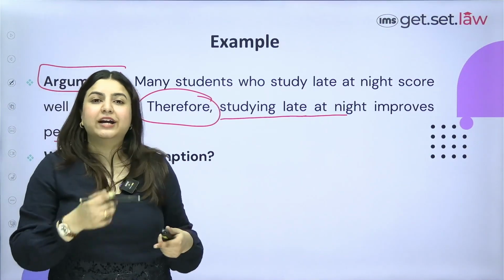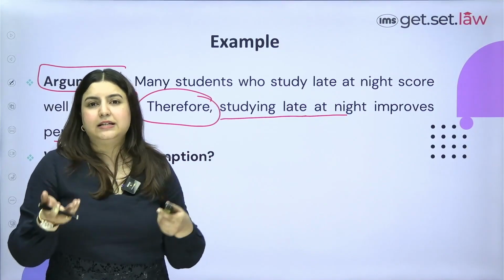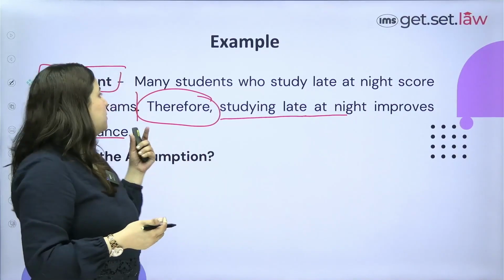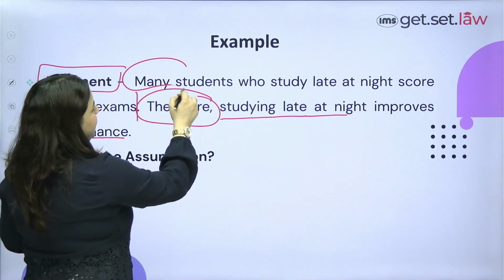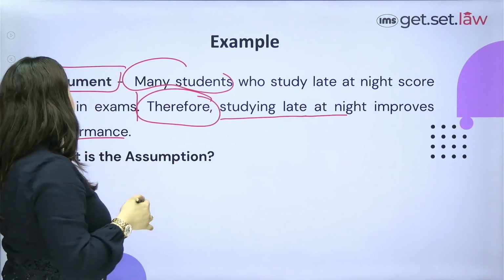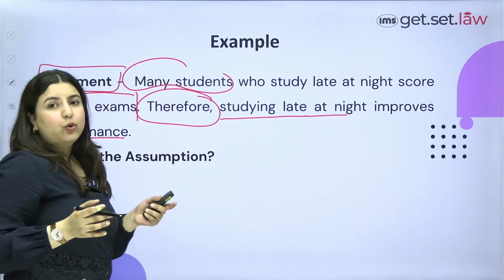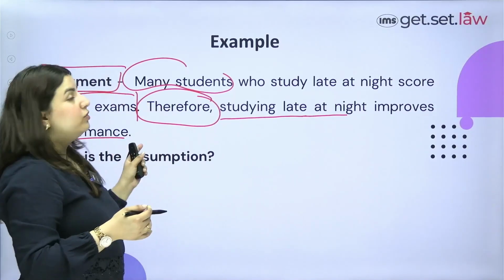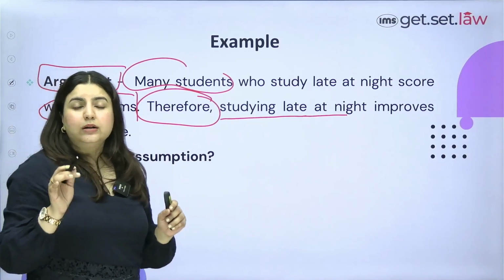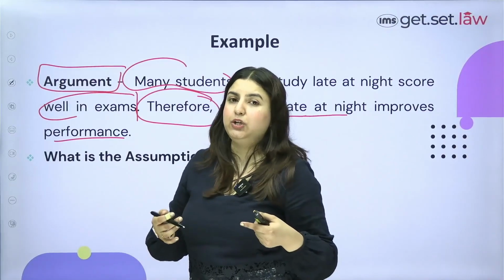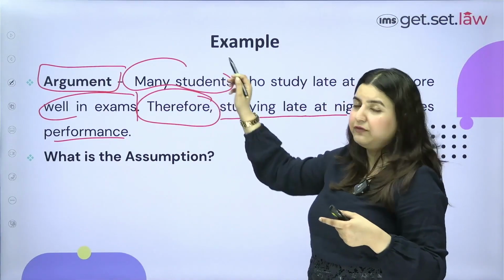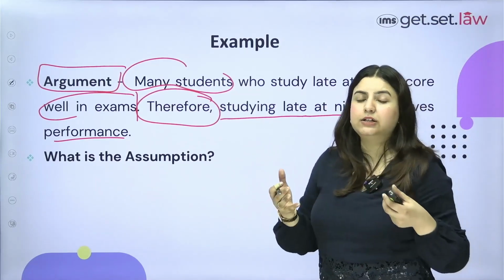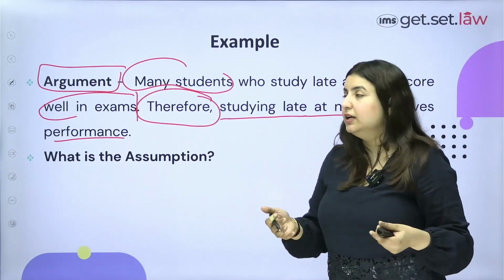And how have I arrived at my conclusion? What is the reason? What is that piece of evidence? What is the premise using which I've arrived at the conclusion is that, understand, many students who study late at night score well in the exams, and therefore we can safely say that if you study late at night, it will improve performance. Now, what is that missing piece of information which, if you insert after the explicit premise, will make the entire conclusion seem all the more valid, right?